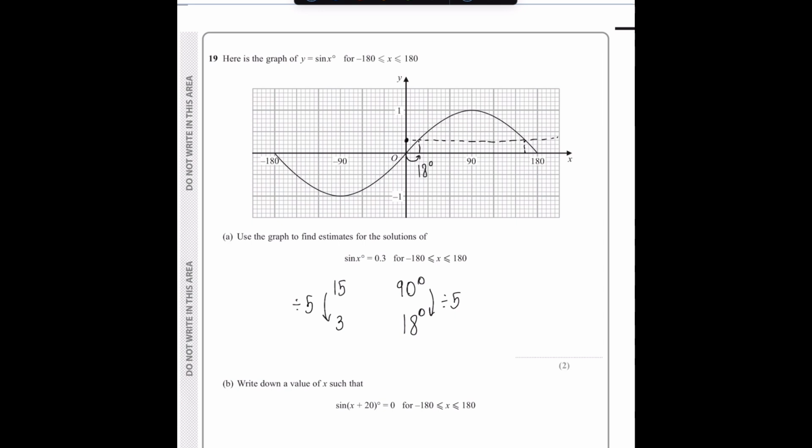But then here, we also need to find out wherever this is. And a nice trick we can use with the sine function is to do 180 take away whatever this angle was, which is 18. So that gives us 162. So then we have estimates for the solutions. We have one estimate, which is 18 degrees, and we have a second estimate, which is 162 degrees.